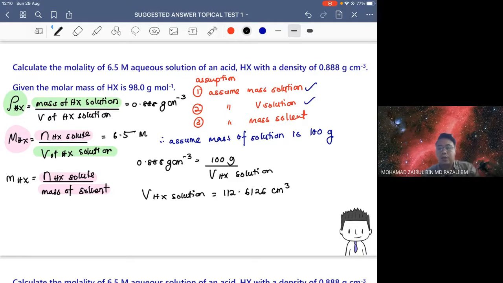Okay, so ingat tengok calculation tu, make sure awak ada clear heading. Volume tu volume solution ke apa, mass tu mass solution ke mass solute, awak kena very clear. Okay, so now dah cari volume solution.